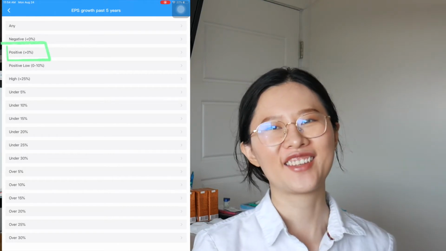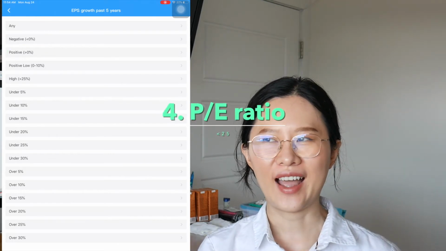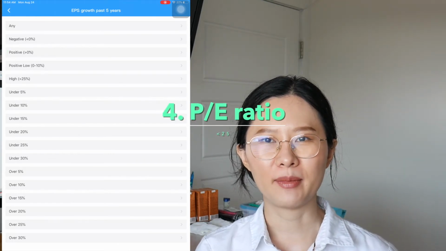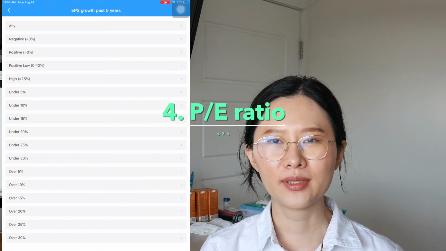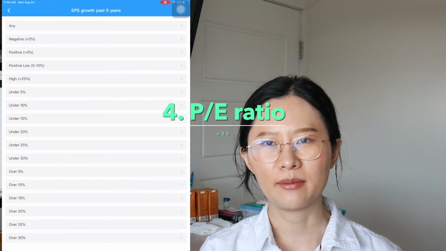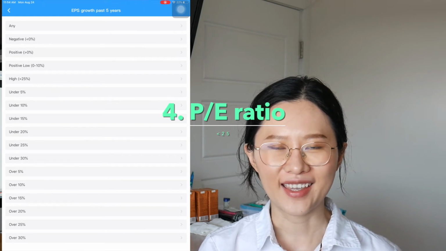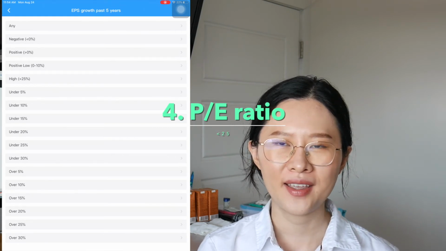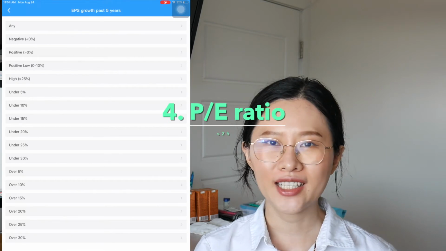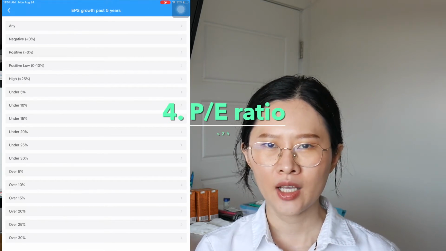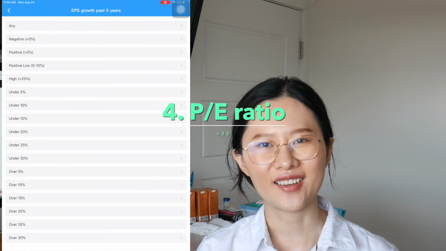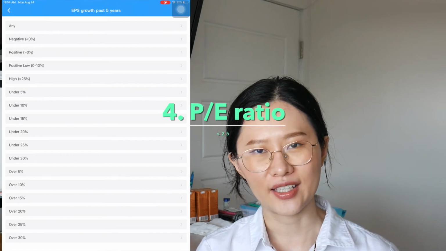The fourth criteria is PE ratio, and I think that's almost mentioned in every video of mine, because PE ratio shows whether the current stock price is expensive or cheap. And that shows how many times earnings you'd be paying for this business in order to buy the stock. And I think that's also a key criteria.